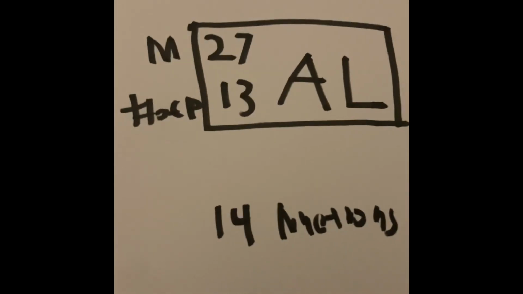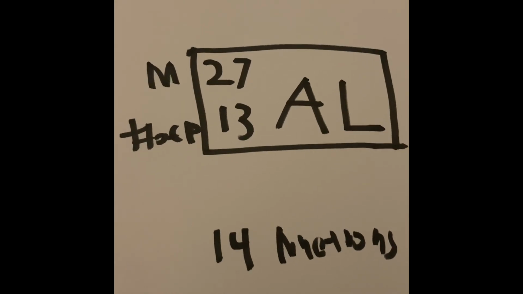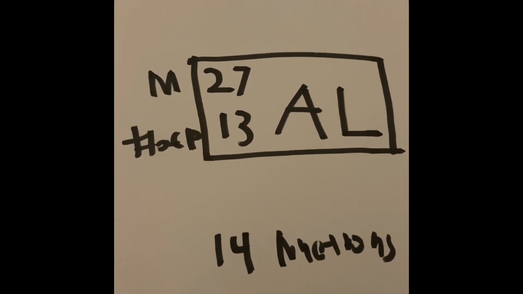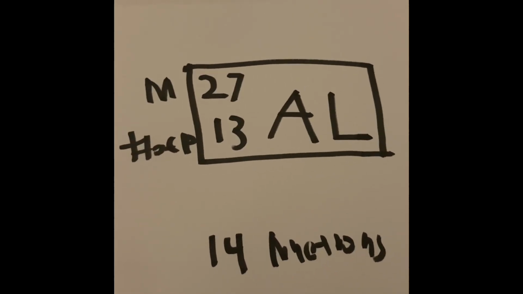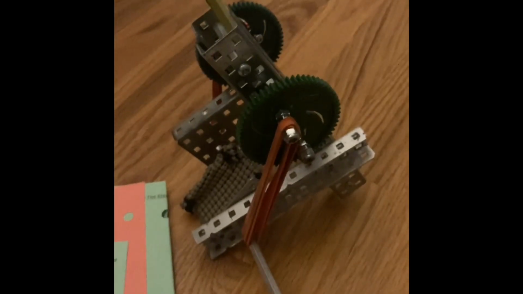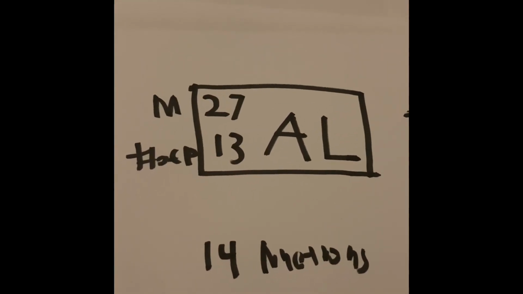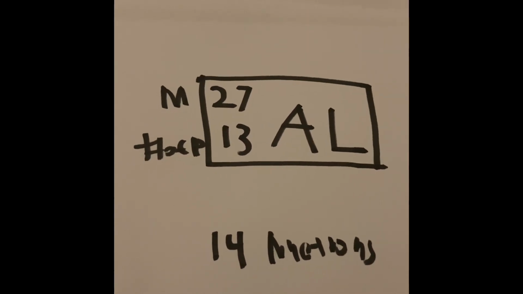The reason why I chose aluminum was because we had a robotics meet yesterday, and the robots that we used are actually made of aluminum, just like this catapult we made for prototyping. And yeah, aluminum would have 14 neutrons.